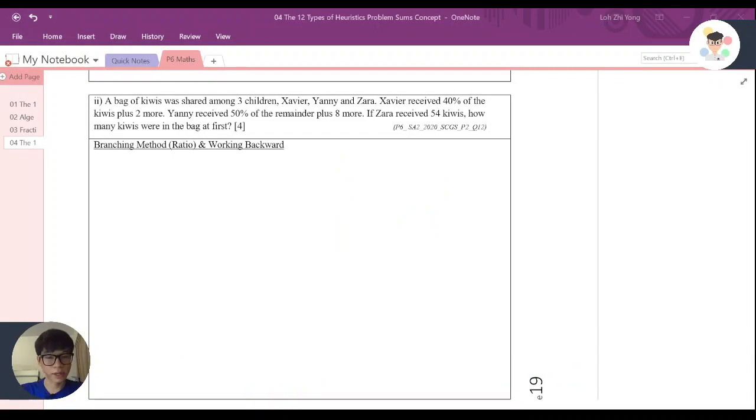Welcome back to digital class, and this is a discussion for book number 4, 12 types of heuristic problems on concept, and this is reviewing the concept, and type 3 a little bit more. Now let's look at this second question.